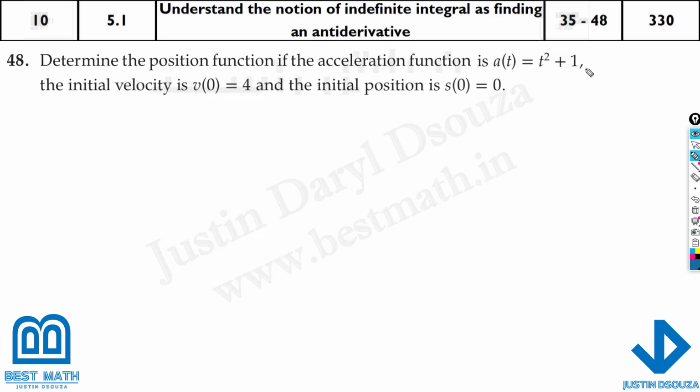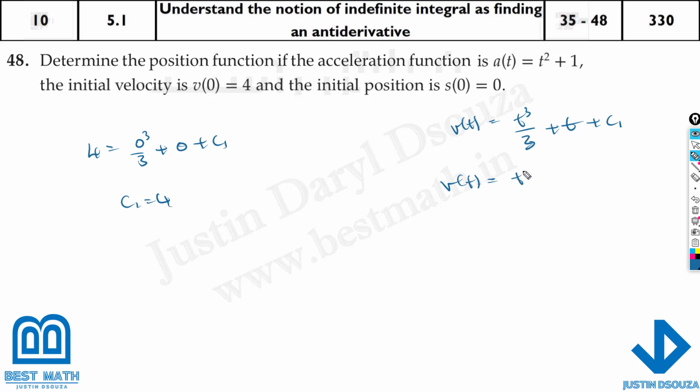Okay, I thought that was the last problem. There's one more problem. Let's quickly solve it. It's the same as the previous one. Here, let's find the velocity function. It will be t to the power 3 by 3 plus t plus c1. And here, the velocity function is given. The condition for the initial velocity is 4 equals 0 by 3 plus 0 plus c1. So c1 will be 4. So the velocity function is t to the power 3 by 3 plus t plus 4.